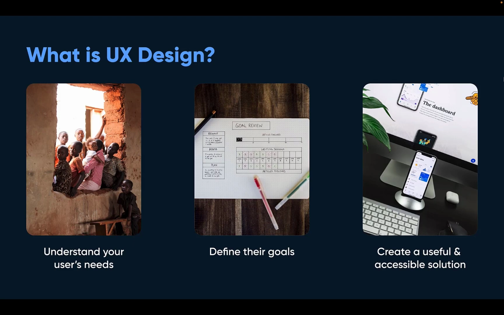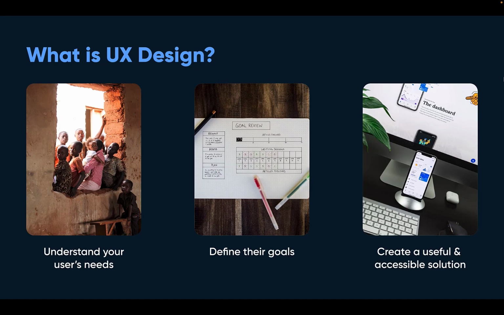If it's not their need, if you don't find out the user's needs and you design something, it's not going to be useful to them. Do you get it? So as a UX designer, this is one of the things you have to consider. It's imperative you consider your users' needs before you start designing whatever it is you have to design. So after you understand their needs, now you have to define their goals.